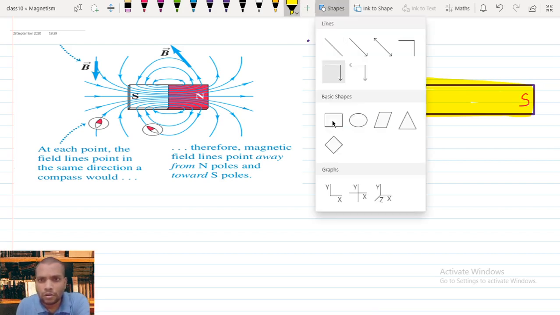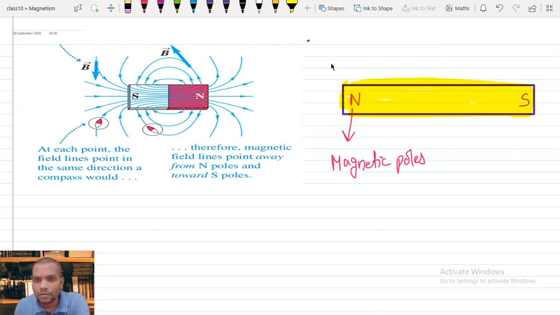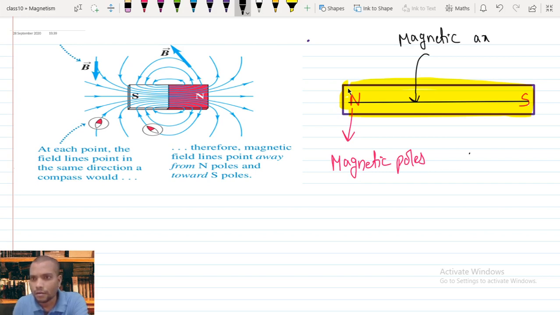And suppose I draw a line which connects the north to the south of a bar magnet. Let me take this color so that it can be visible. If I draw an imaginary line, this we call the magnetic axis. The magnetic axis is an imaginary line passing through the poles of the magnet.